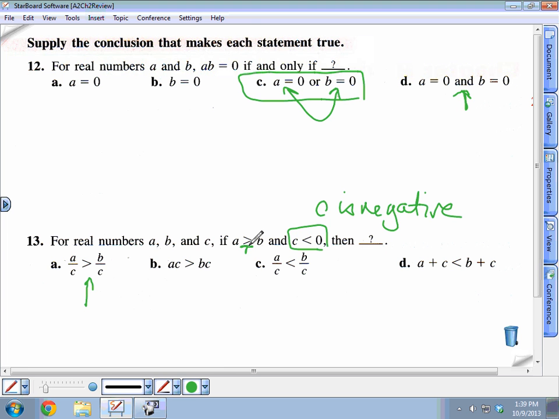So that one cannot be true. If C is negative, and A is greater than B, and I multiply both sides by a negative number, that can't be true, can it? Because I would have had to flip this sign. So now over here, this one is true. Adding a negative to both sides doesn't flip the sign, which is why this one cannot be true.